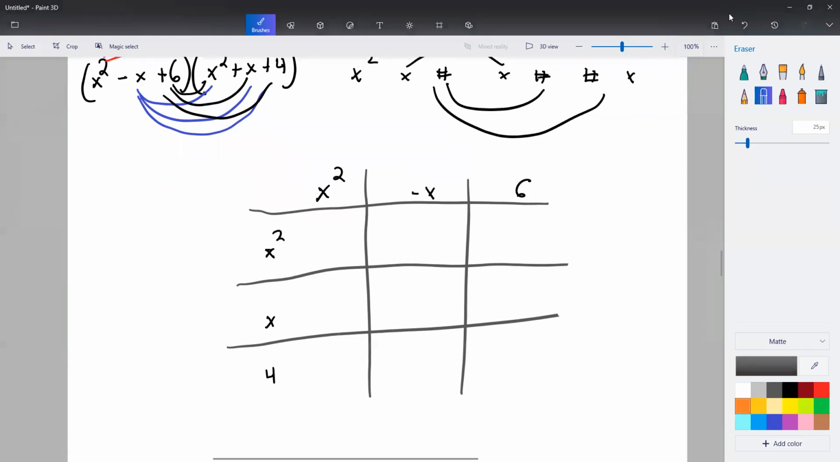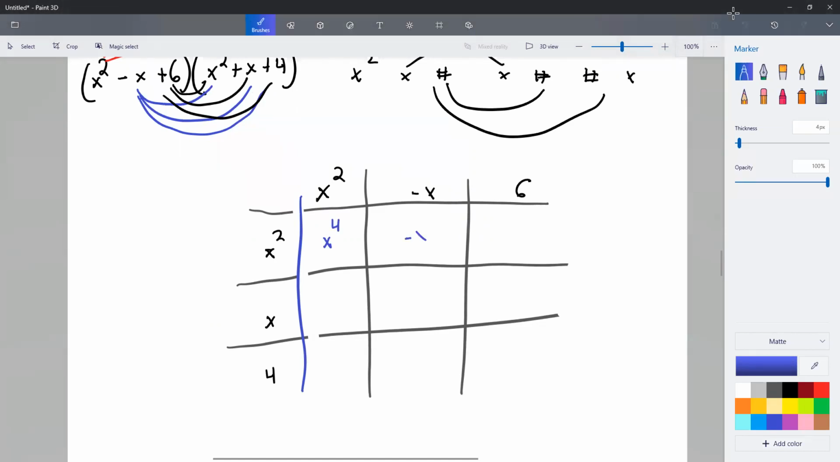Okay, so x squared times x squared. I don't want the eraser, I want the marker. There we go. So we're going to get x to the 4th. x squared times negative x, we're going to get negative x cubed. x squared times 6, 6x squared.